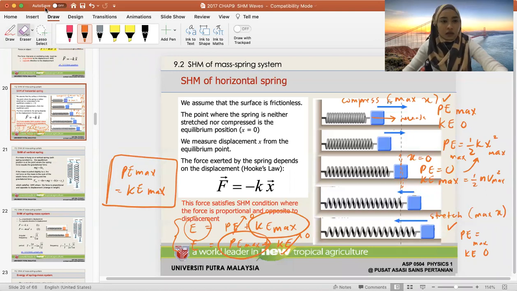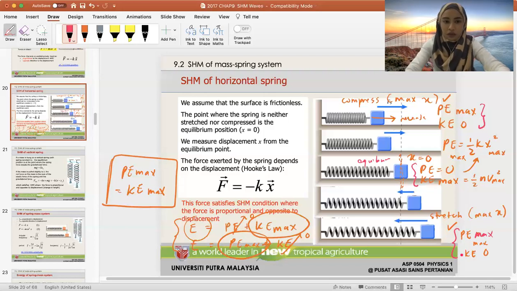Okay. So I told you PE maximum at compression or stretch, right? And this is what happens. KE becomes 0. And then at equilibrium, this is when you are reaching equilibrium, KE becomes maximum, PE becomes 0. And then when you stretch it, PE becomes maximum and KE becomes 0.